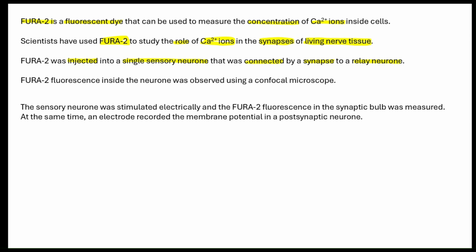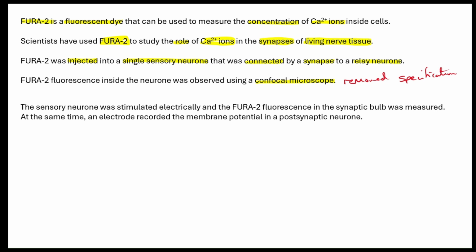They've also told us that the FURA 2 fluorescence inside the neuron was observed using a confocal microscope. Now, just to note, this has been removed from the specification. So do note that you will not be asked a question like this before. However, in the previous specification, you did need to know about the confocal microscope. So I'm going to ignore that question because it won't be asked again, but I am going to move on to the next bit of information they tell us.